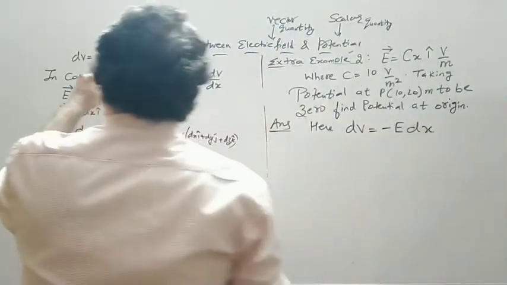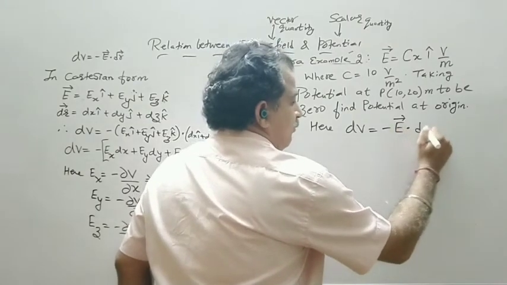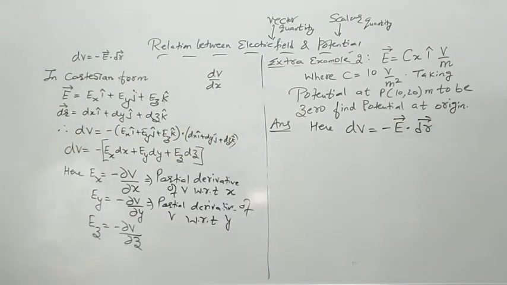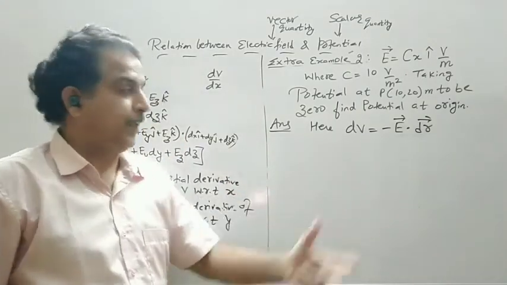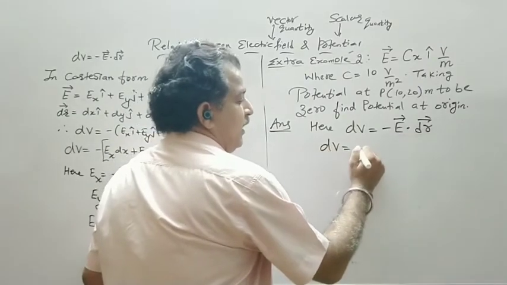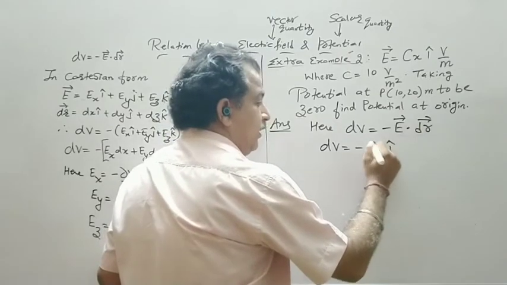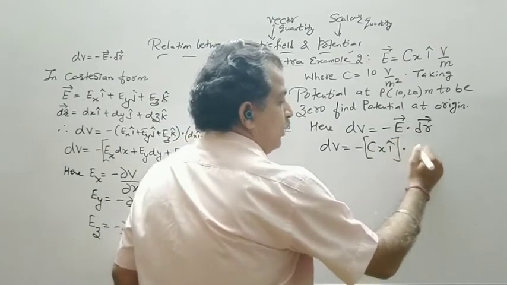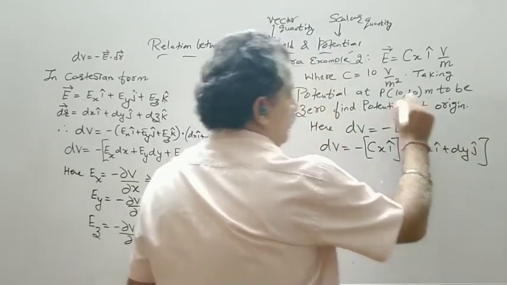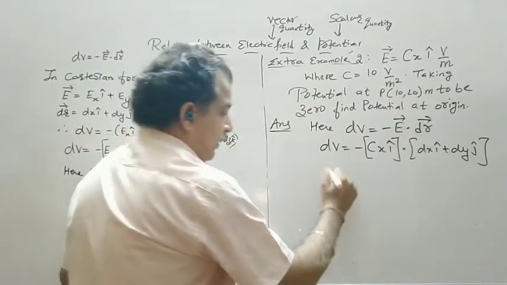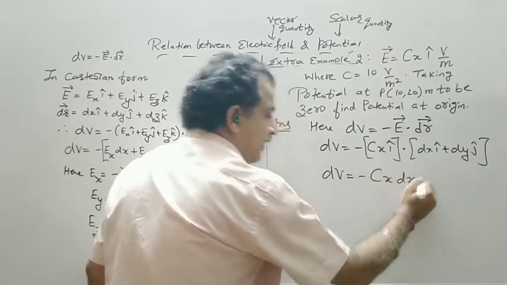So we ignore the first step, or let us do that first step. This is our general equation. If potential is given, you do the partial derivative. Now the opposite of the derivative will be the integration. So this can be written as dV is equal to, this is the x coordinate, Cx i dot dx i plus dy j, because we have x and y coordinates. If I do this dot product, it comes out to be minus Cx dx.